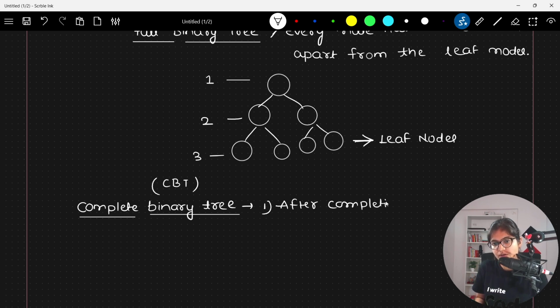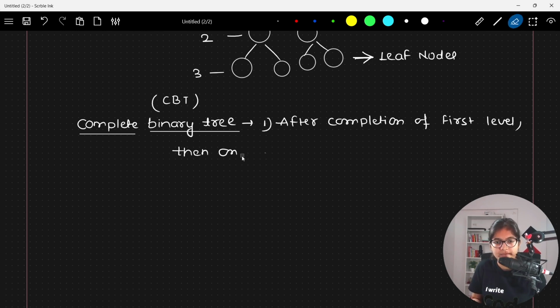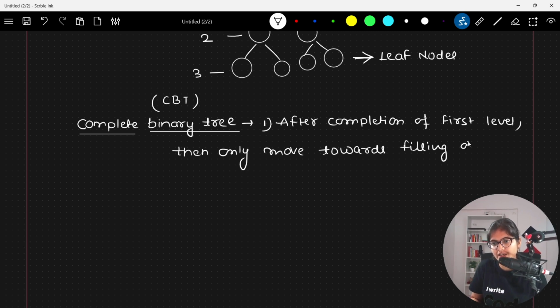So the very first thing is that after completion of the first level, only then move towards the 2 child nodes, that is, the filling of the next level. This is the very first thing.